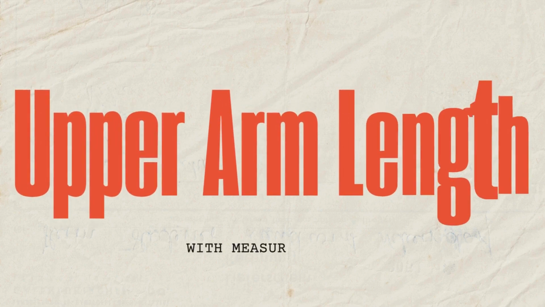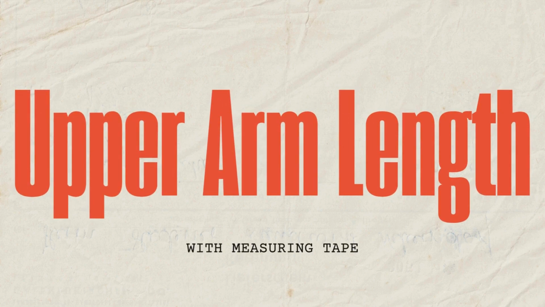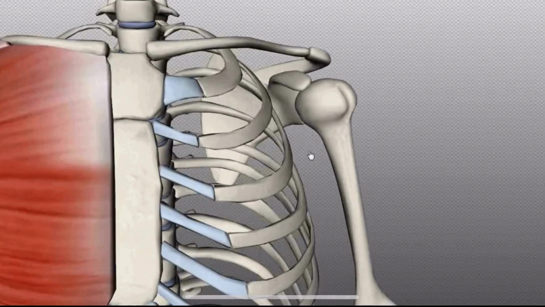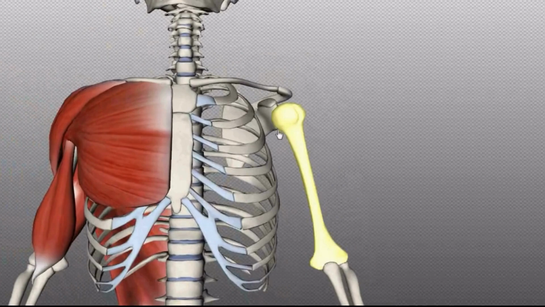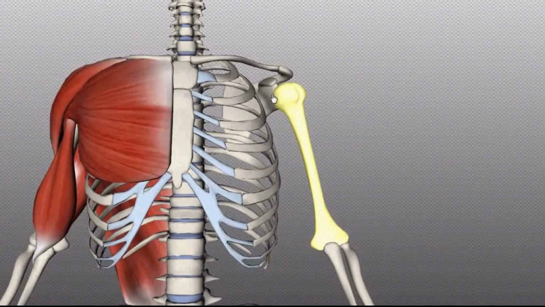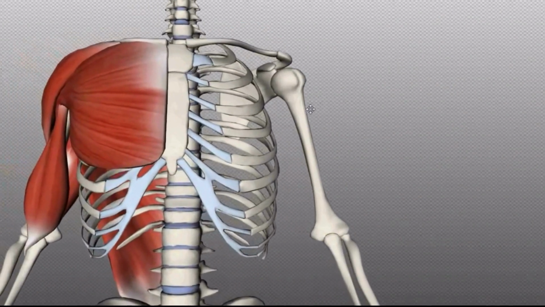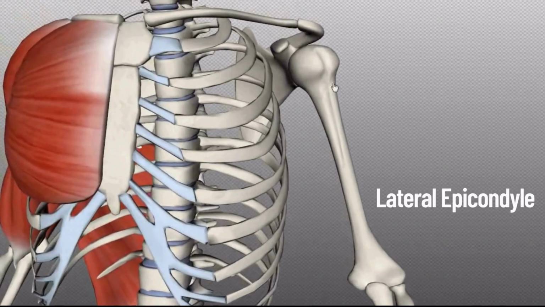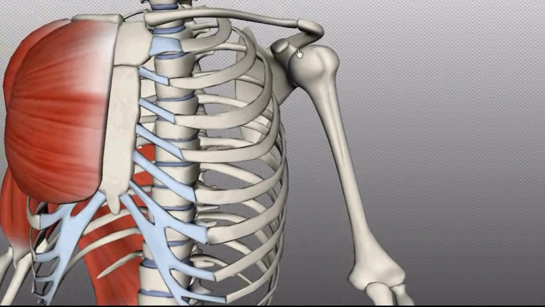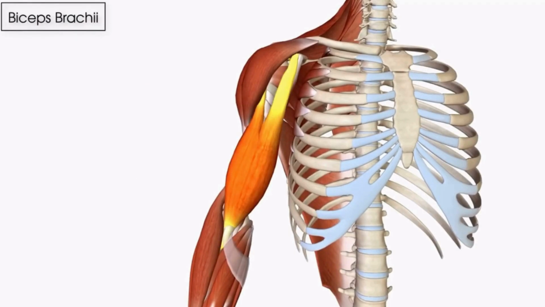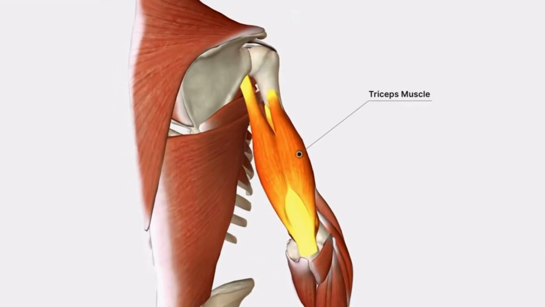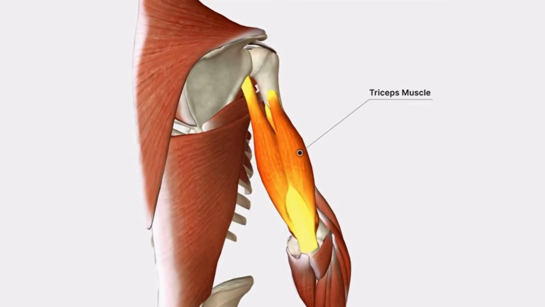Now, moving on to the measuring tape, we're going to begin with measuring the upper arm length. The upper arm, also known as the brachium, is the region between the shoulder and the elbow. It contains one major bone, the humerus, which extends from the acromion process of the scapula down to the lateral epicondyle near the elbow. Surrounding this bone are key muscles like the biceps brachii at the front and the triceps brachii at the back, which are responsible for elbow flexion and extension.